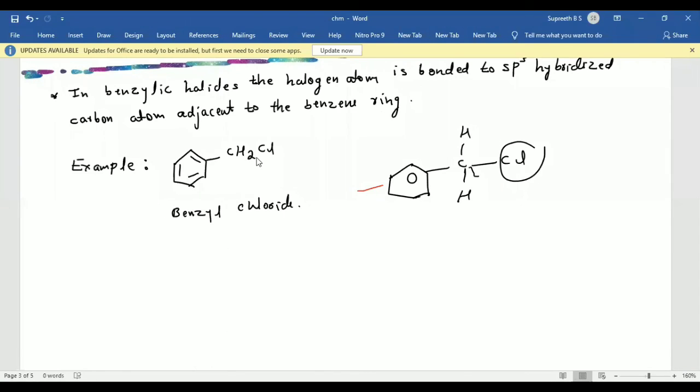This carbon atom is sp3 hybridized, right? This carbon atom is sp3 hybridized. The halogen atom is directly attached to the sp3 carbon atom adjacent to the benzene ring, right? So the halogen atom is directly attached to an sp3 hybridized carbon atom adjacent to the benzene ring. Okay, they are called benzylic halides. Okay, yes, thank you.